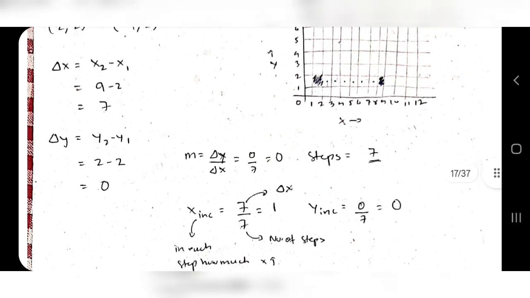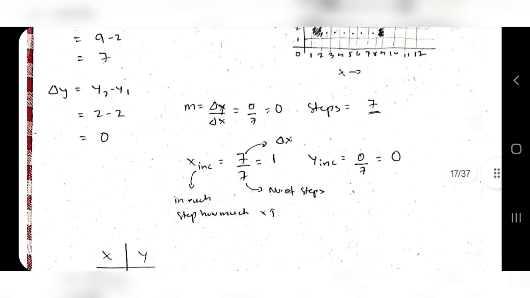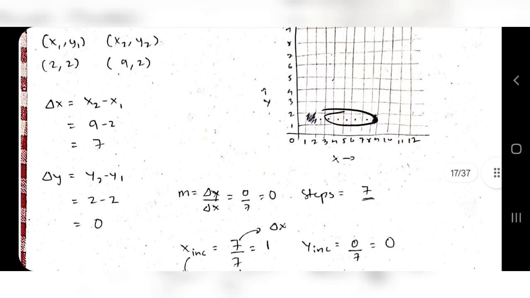It is 1, right? Because it's just a straight line here and y is not changing, so x will be incrementing 1, 1, 1, 1, 7 times. Y increment is 0 because delta y is 0, there is no change in y, and the number of steps is 7. So in each of the 7 steps y should be incremented by 0. Okay. So if we plot these, it's starting from 2, 2, x is incremented, y is the same, x is incremented, y is the same, and that should happen 7 times.